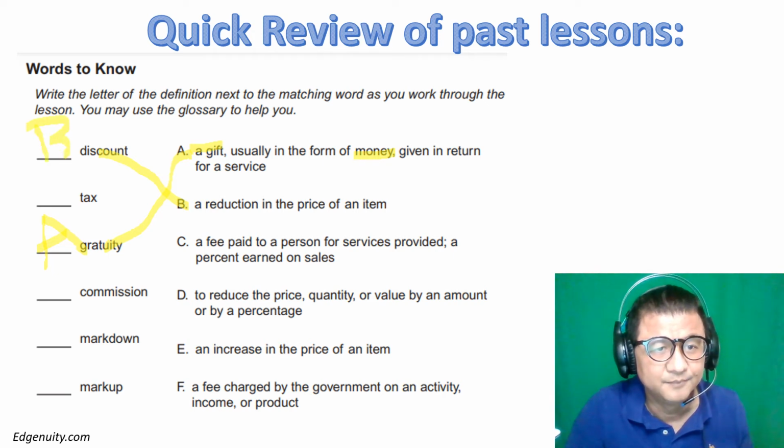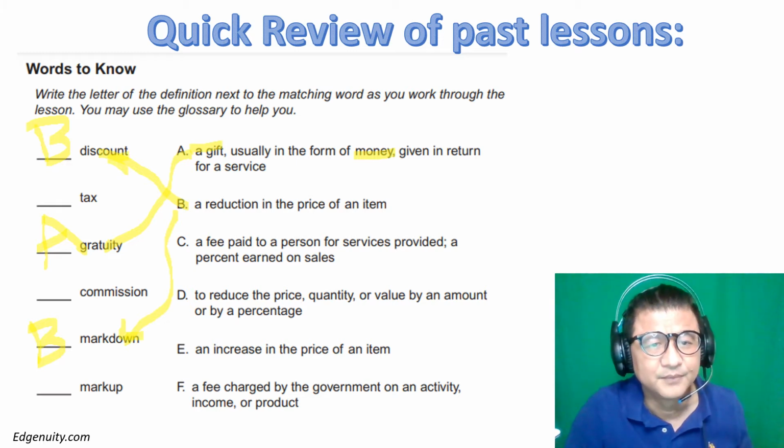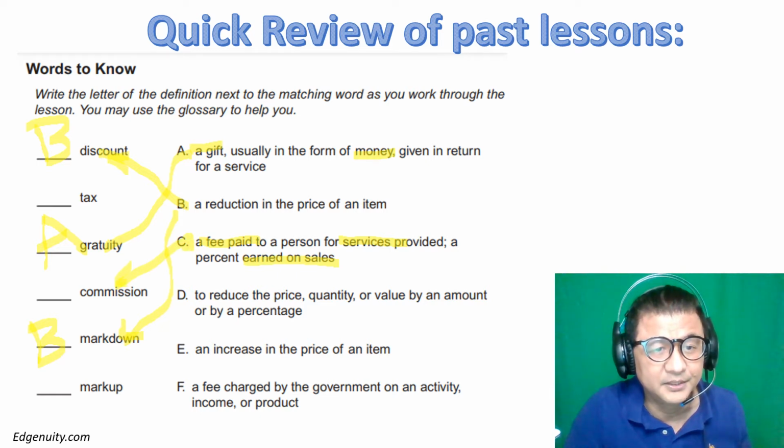Let's write B. Another name is also markdown, when you put down the price, right? A markdown. Okay, markdown and discounts. A fee paid to a person because of services provided. A percent earned on sales. That's the reward for your hard work. That's commission. Now, you reduce the price, the quantity, or the value of the amount by a percentage. Again, that's also a markdown or a discount. So D could be here. D could also be here.